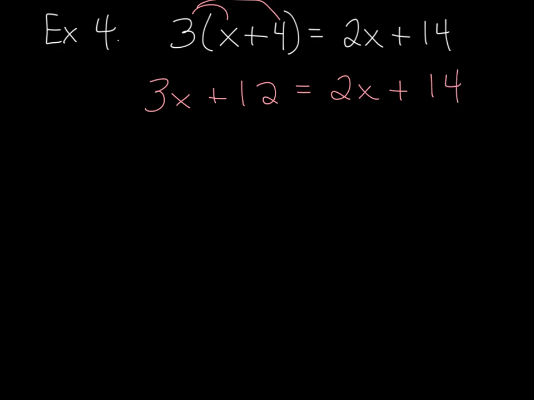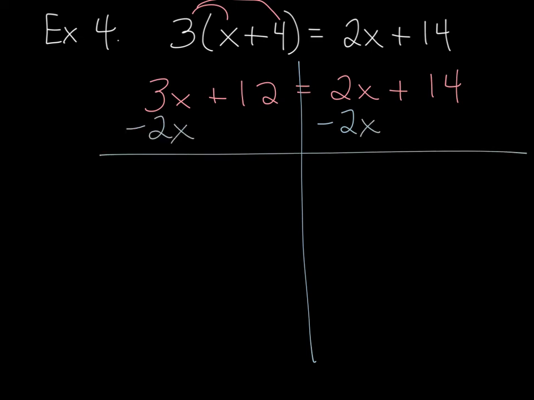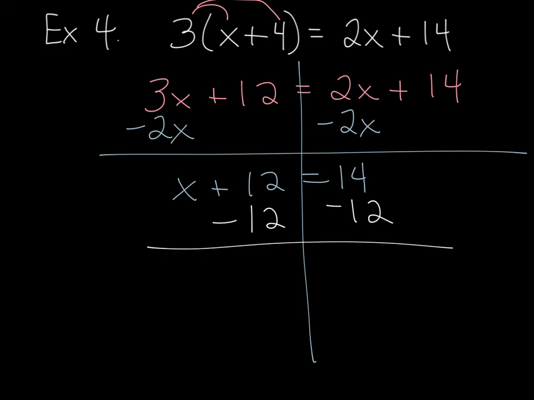Again, I'm looking at my x values and I say, well, let me draw this bar right here. I've got a 2x on one side, a 3x on the other side. I want it to be positive, so I am going to subtract 2x from both sides. When I do so, this is great. I have an x plus 12 is equal to 14. Now we're back to that first type of solving equations problem. We're going to subtract 12 from both sides, and I'm left with x is equal to 2.